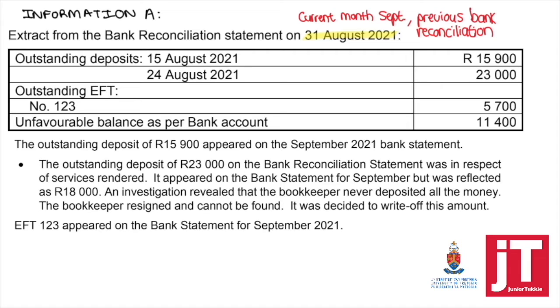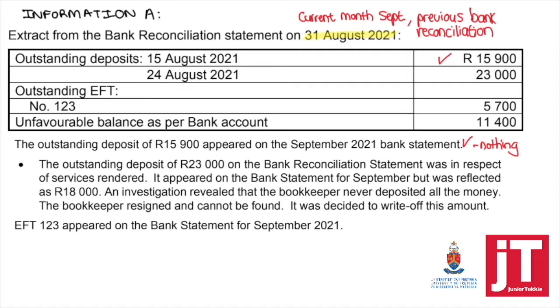So if I look at the first one, outstanding deposit, 15th August, the 15,900. If you look at the information, the outstanding deposit of 15,900 appeared on the statement, the September 21 bank statement. So if it does appear, it means we do nothing with it. We're just going to tick it off.